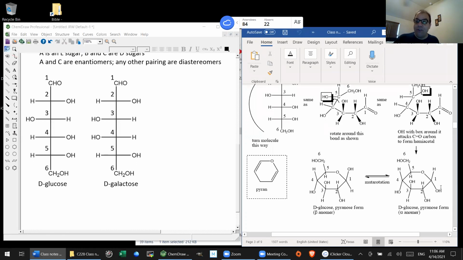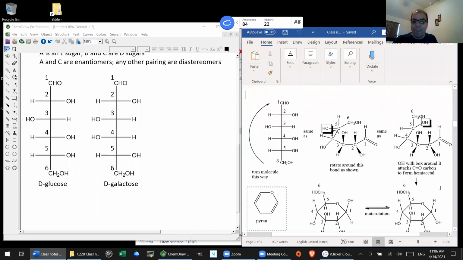So you can no doubt come up with a far better mnemonic device than that one. That's pretty lame, I think, but it's the best I can do. So that's how I remember each time.